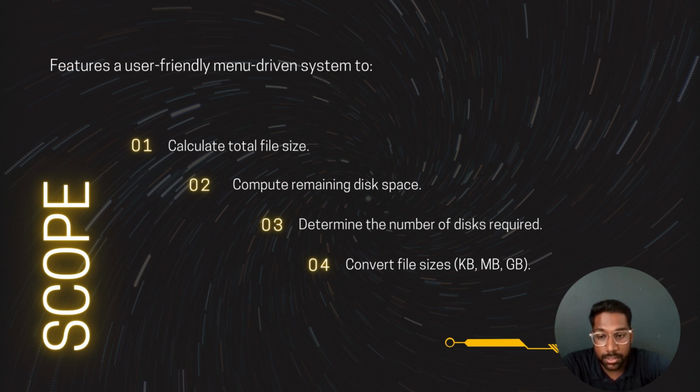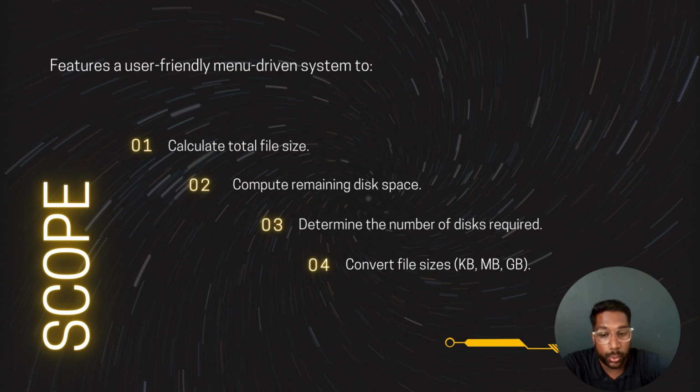And how it works: the user enters file sizes along with their respective units. As an example, file 1 is 500 KB, the second file might be 2 MB, and the third file will be 1 GB, and the total size will be computed. And the second point is compute remaining disk space, which determines how much disk space is left after storing a set of files.